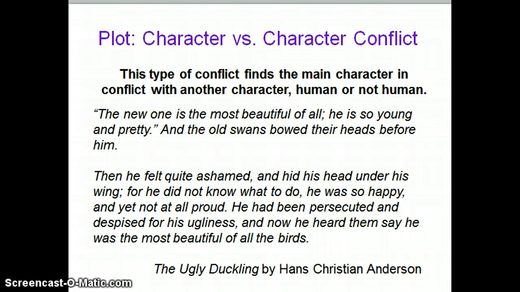As you can see here, this is an example of the ugly duckling versus the older swans. So it doesn't always have to be human, just characters in the story.